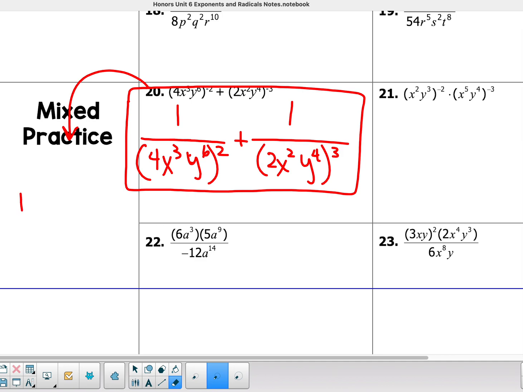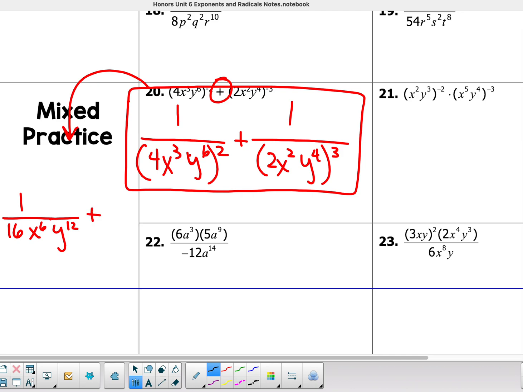So I start with the coefficient of 16, and I have x 6, y 12. And then I'm going to add this 2, adding these together. And this gives me 8 x 6, and y 12.